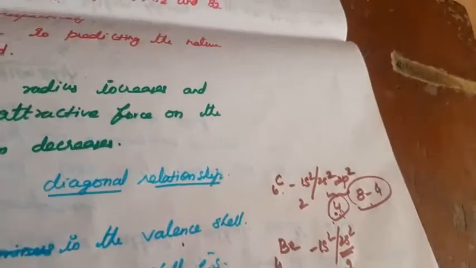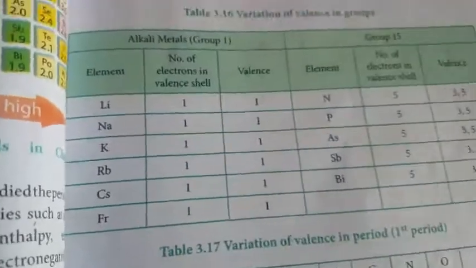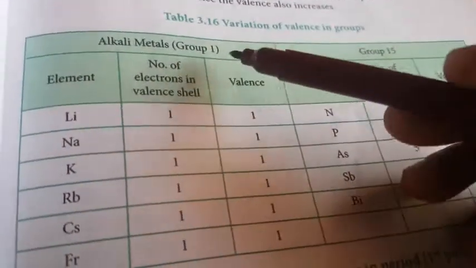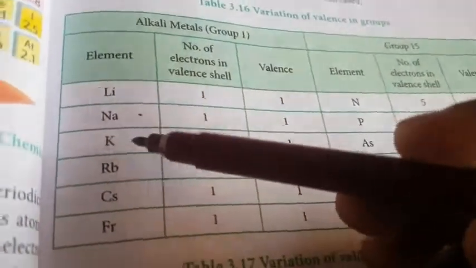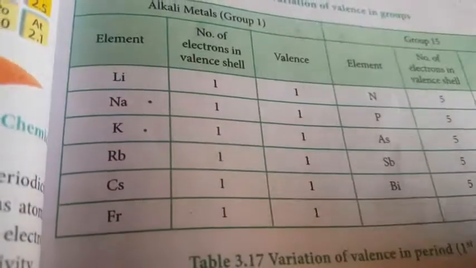What is the oxidation state for the various valence electrons? See, this is one tabular column. Here we have the alkali metals. Alkali metals means group 1 metals: lithium, sodium, potassium, rubidium, cesium and francium. All of them have only 1 electron in the outermost shell.